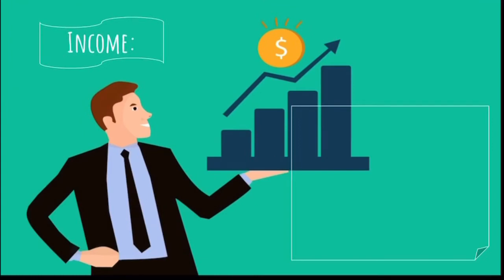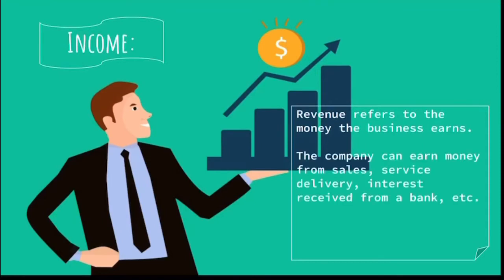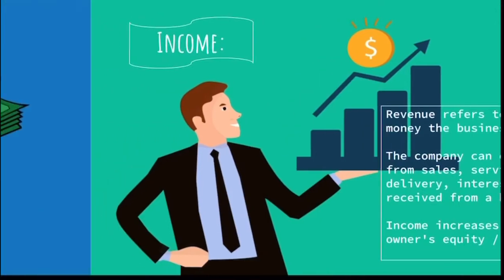The next thing that we're going to look at is income. Revenue refers to the money the business earns. The company can earn money from sales, service deliveries, and interest from the bank. Income increases the owner's equity.